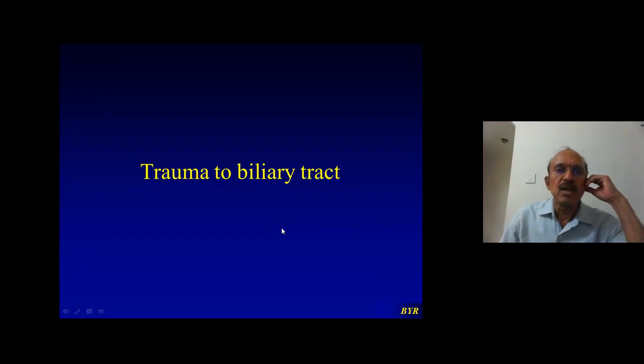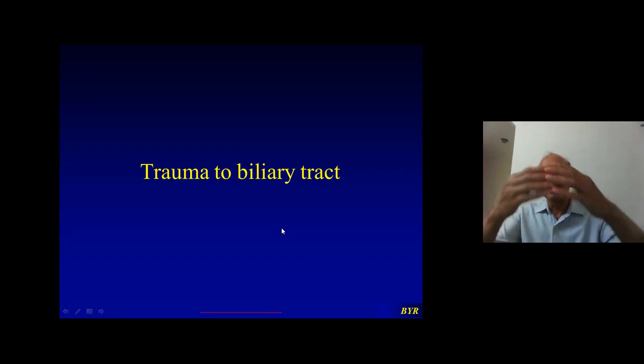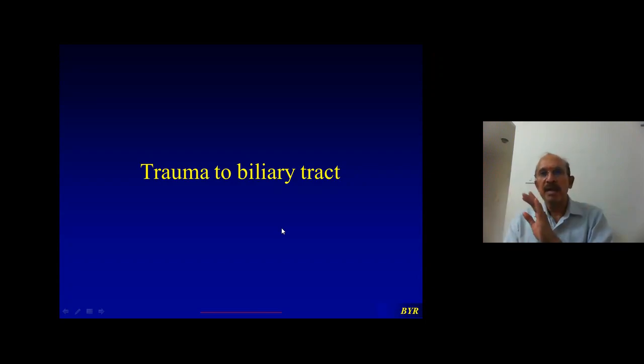So the next topic is trauma to the biliary tract. Bile ducts are very much enclosed. They are covered in front by the liver, behind by the kidneys and inferior vena cava, below by gut, above by the liver. So whenever there is trauma to the bile duct, you should always suspect that there is injury to the important organs all around. There can be liver injury, kidney injury, inferior vena cava, aorta injury, like that.